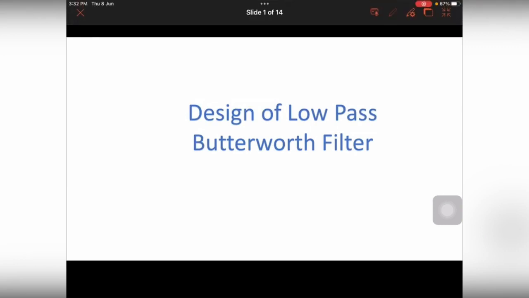In this class, I am going to design the low pass Butterworth filter. What are the steps to be followed for design of the low pass Butterworth filter? Let us start the class.